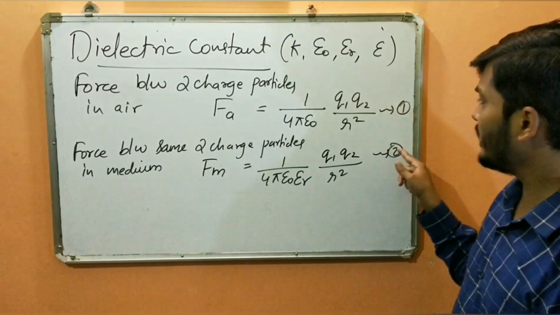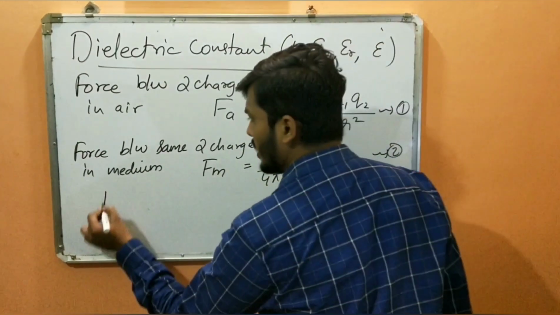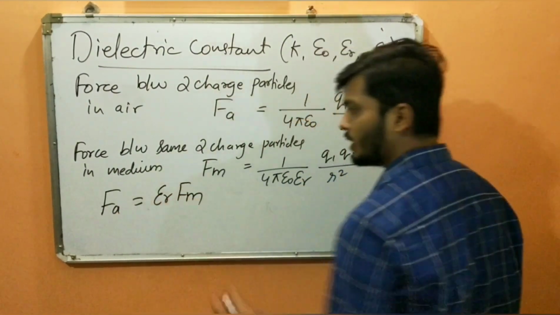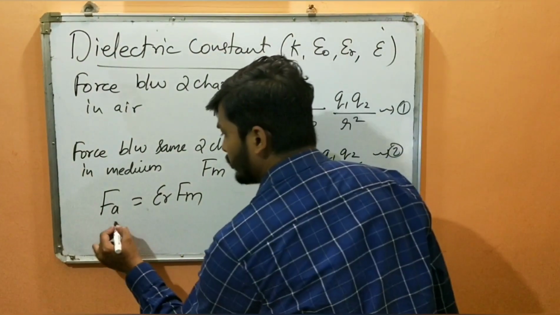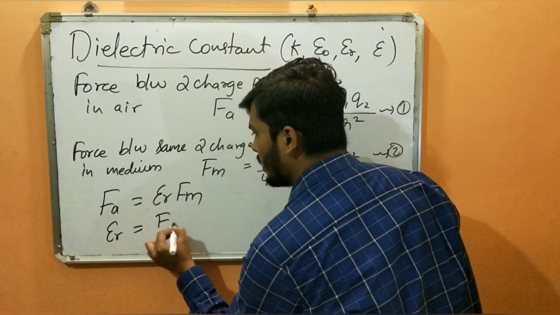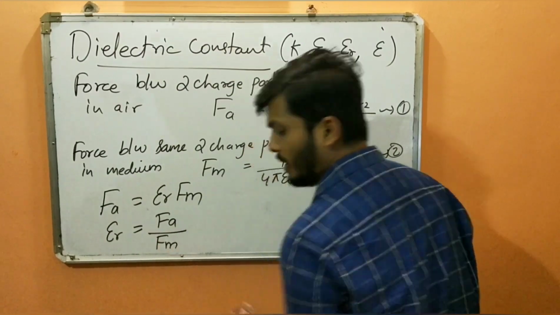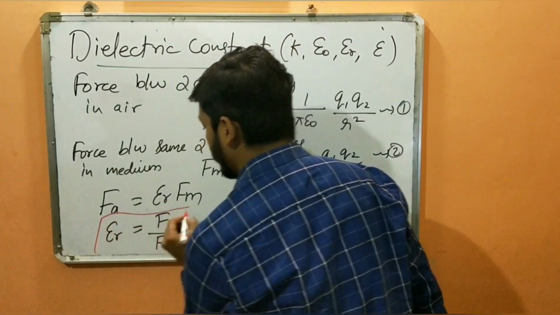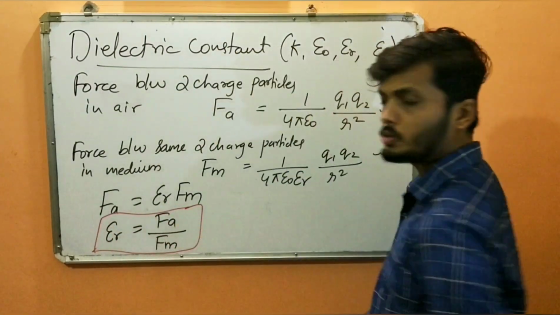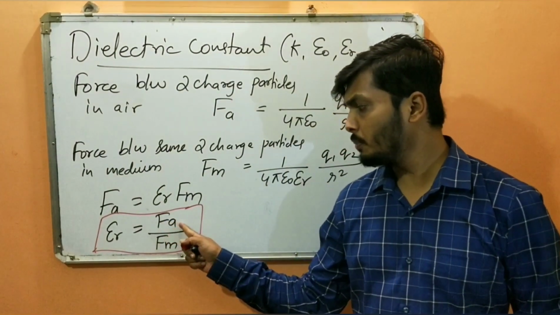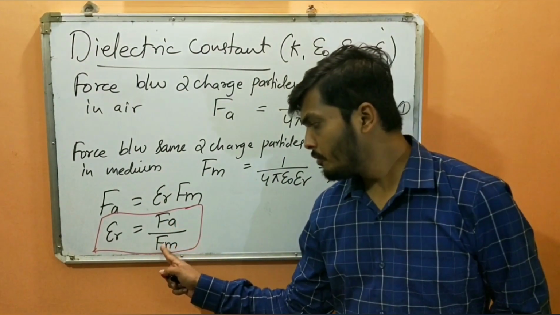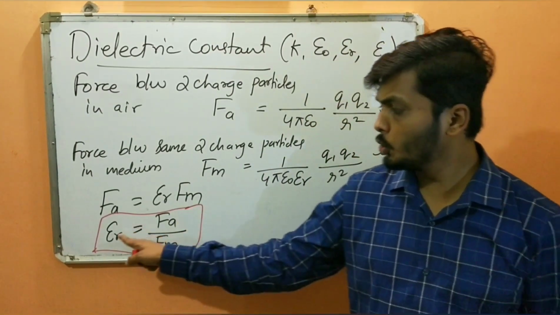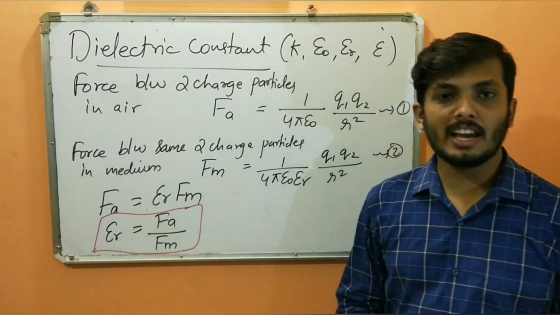So look at equation 1 and equation 2. Are both the same? Yes. Almost, I would write Fa is equal to epsilon naught R Fm. Correct? So epsilon naught R will be Fa divided by Fm. This is a ratio of forces: the force on a charged particle placed in air, where A indicates air, to the force on a charged particle in the medium. This ratio gives me epsilon naught R, which is known as the dielectric constant.